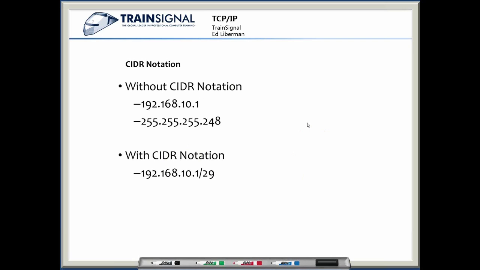Now, remember that question that came up during the break as far as, 10 dot, I don't remember the IP address, whatever, /24. Well, that's what's called a CIDR notation. Without CIDR notation, we have an IP address and a subnet mask. With a CIDR notation, we just simply put the IP address / the number of bits that are in the network ID. Okay, because this would be 8 bits, 8 bits, 8 bits, and 5 more bits, which is 29. Okay, that's where that 29 comes from.